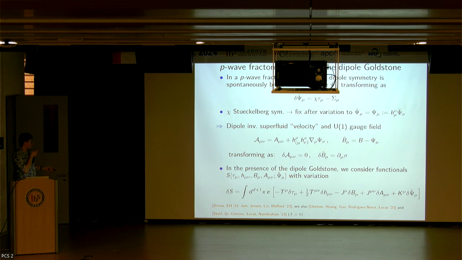And then if you have some kind of functional, and the hydrostatic partition function is going to be an example of such a functional, you can vary it, and then you get various responses. This response includes notably these new ingredients: the dipole current, so the J mu nu, and a Josephson equation, so an equation of motion for the Goldstone, which will be related essentially to the dipole Ward identity.